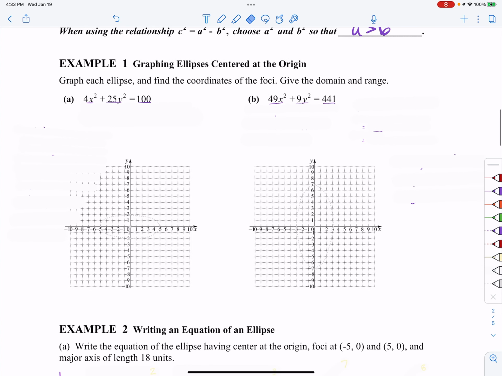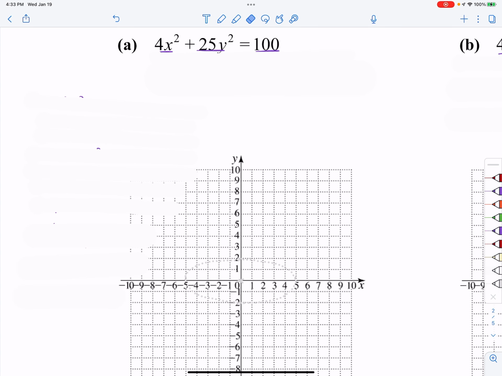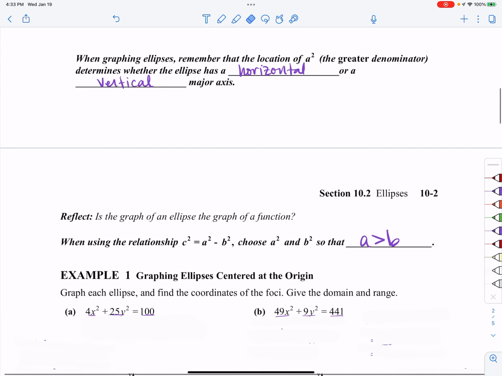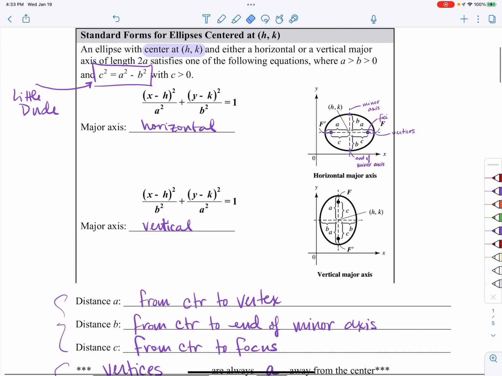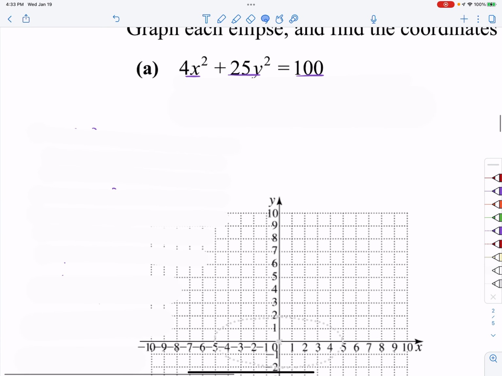All right, so let's go ahead and work on example number 1. Example number 1 says that we should graph, we should find the coordinates of the foci, and then we should also give the domain and the range. So I'm going to focus in here on part A. The problem with part A is that it's not in standard form. Let's go back to that standard form. Standard form says I have to have an equals 1 on the right-hand side. So since I don't have that, that's going to be the first thing that I need to work with.